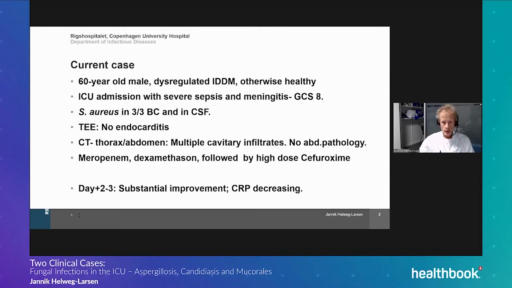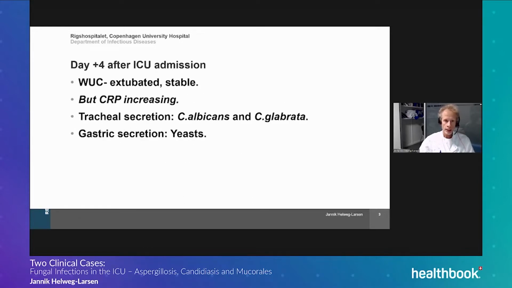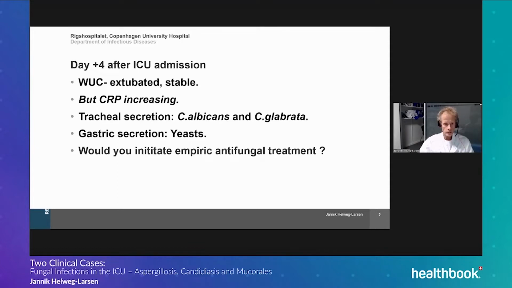So at day 2 and 3 at the ICU, he was improving and the CRP was decreasing. And actually, after 4 days, we were able to extubate him. He had a wake-up call and he was stable. But at this time, the CRP was increasing, and we quite often do routine cultures, and we found that he had Candida albicans and Candida glabrata in his tracheal secretion, as well as yeast in his gastric secretion.